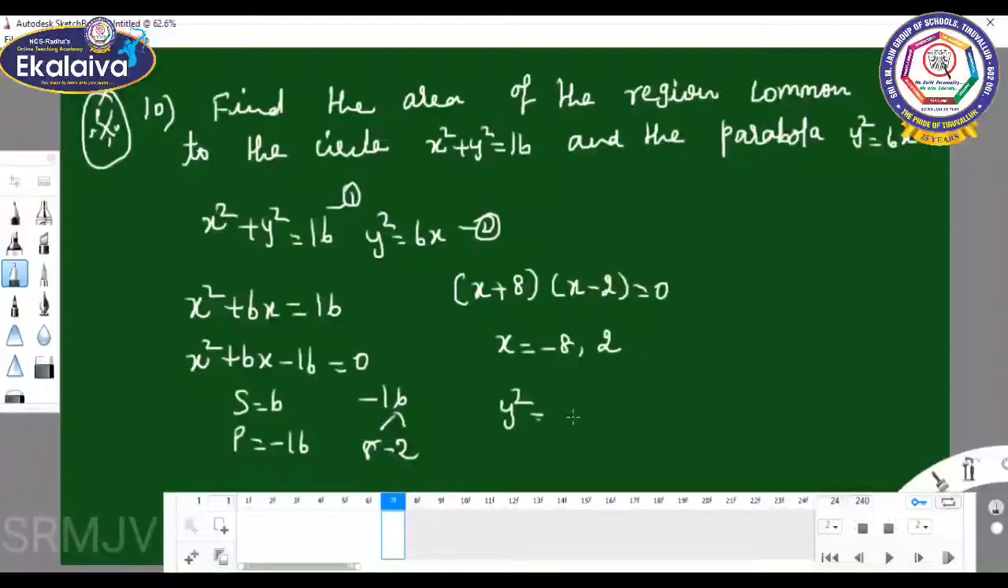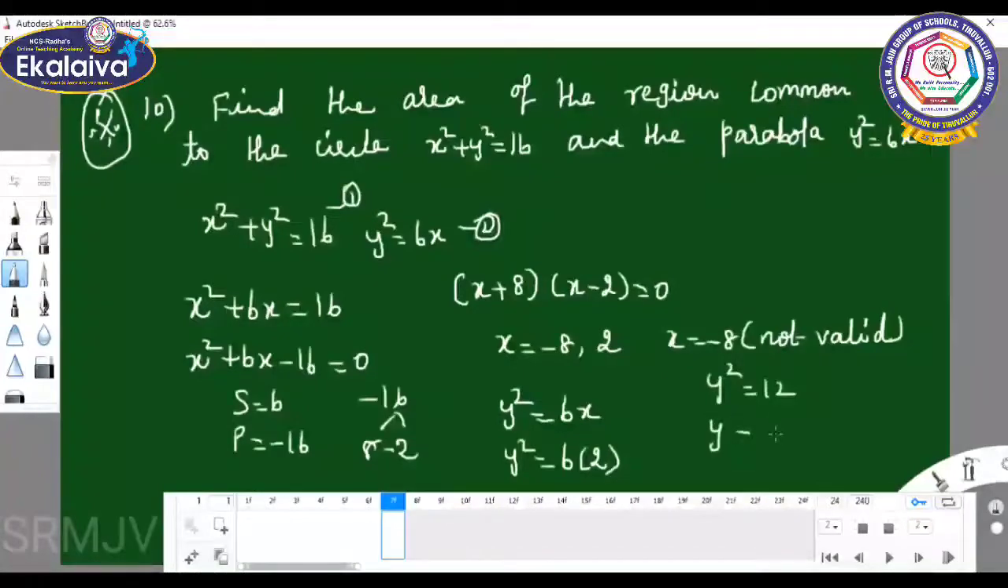Y square equal to 6x. Minus 8 we cannot take because it is a negative value. So x equal to minus 8 is not valid. You can take that value of 2 alone. So y square equal to 6 into 2, y square equal to 12.